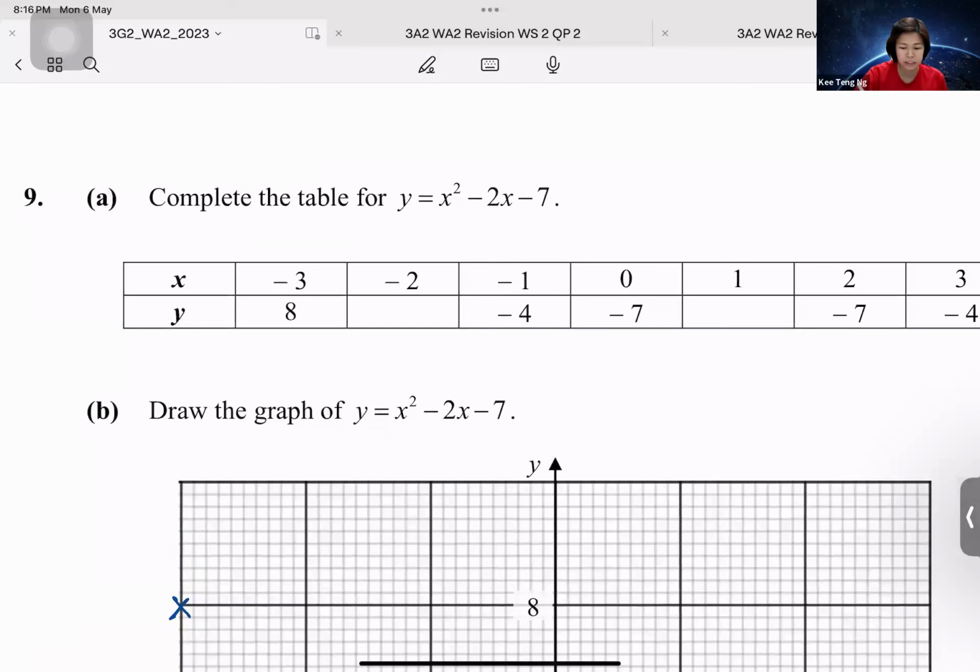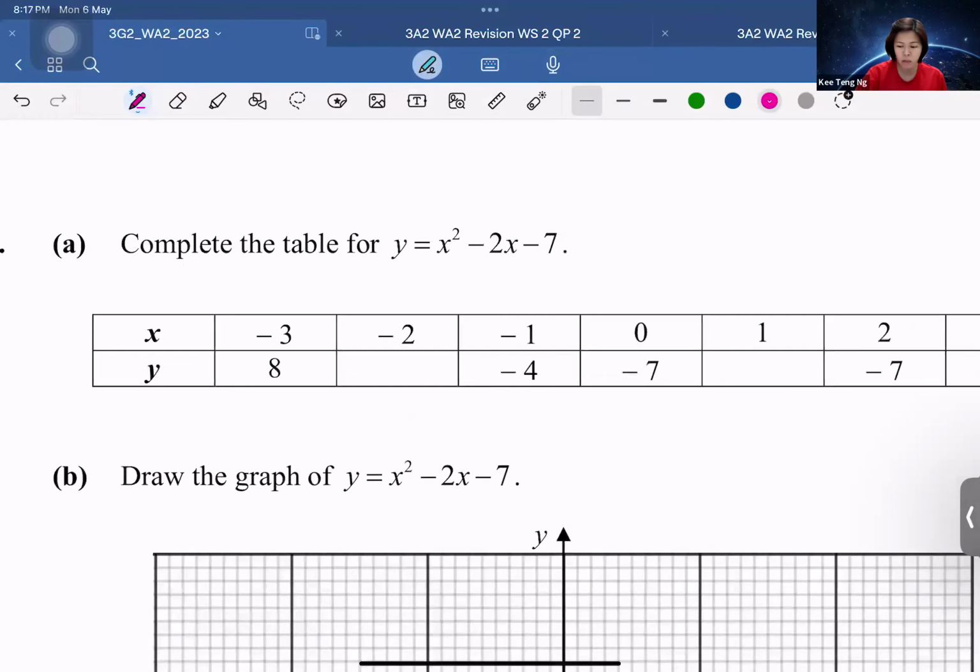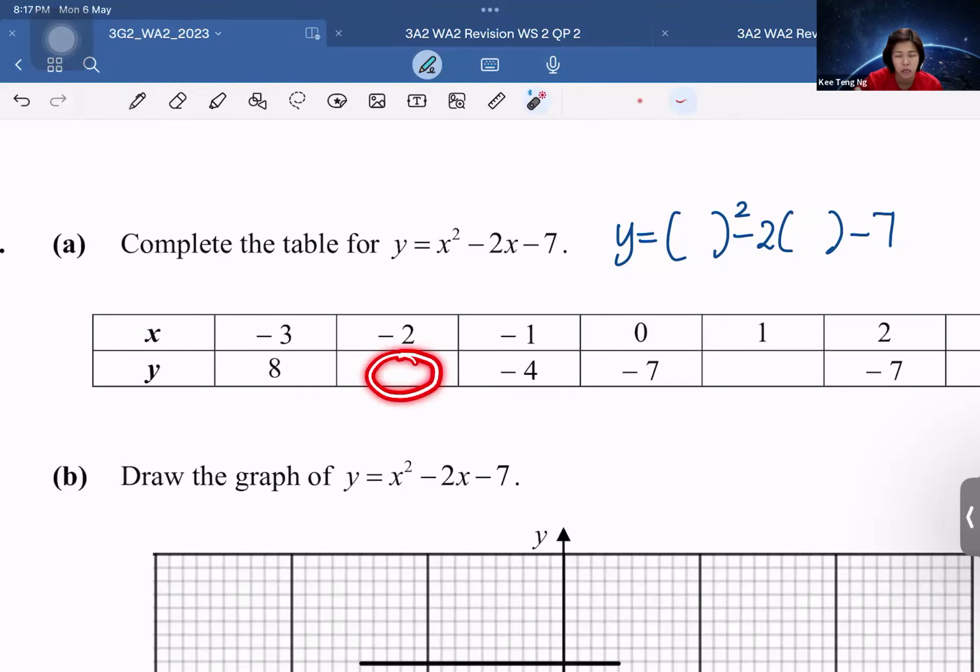How do we complete this table? The equation over here is y equals x squared minus 2x minus 7, right? So we have y = x² - 2x - 7. I always tell my students, write down the brackets, because when you key into a calculator with a negative number and don't put brackets, the answer will come out very differently.